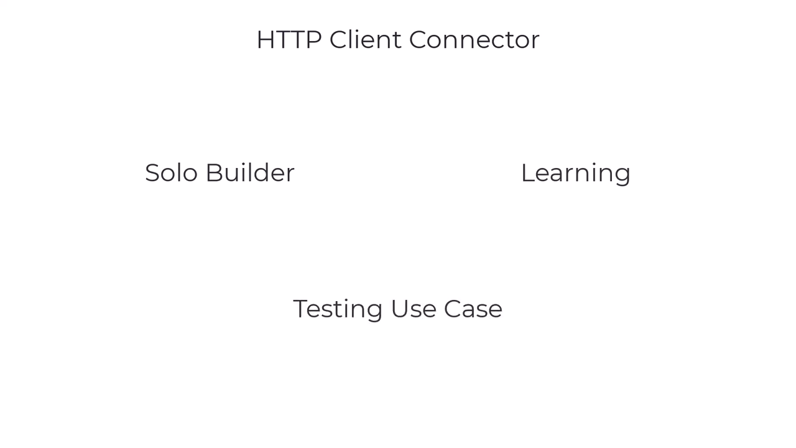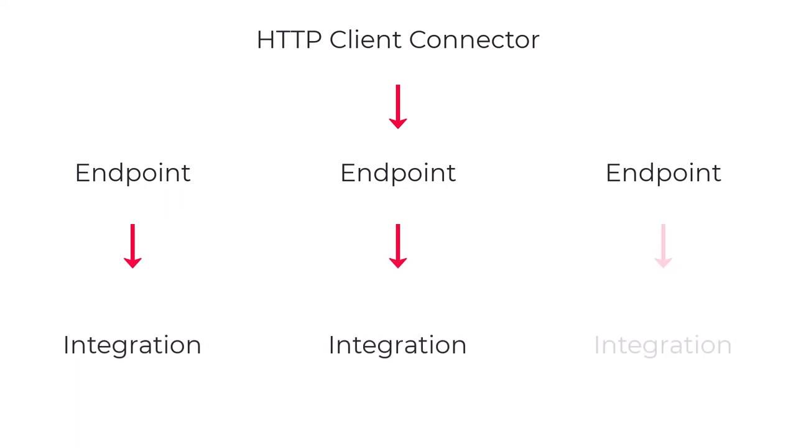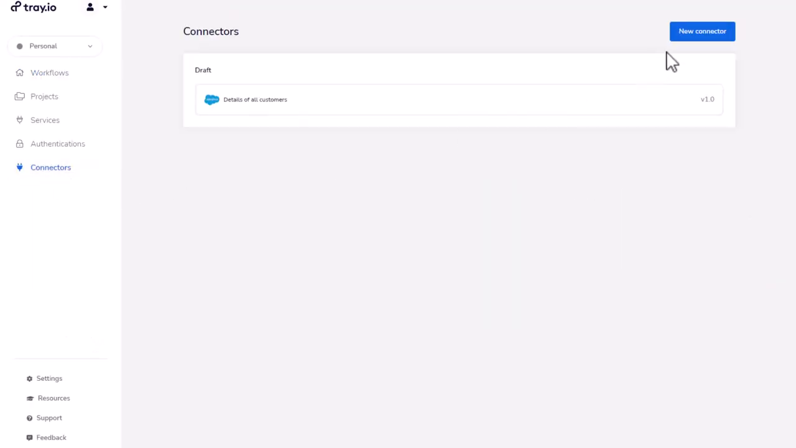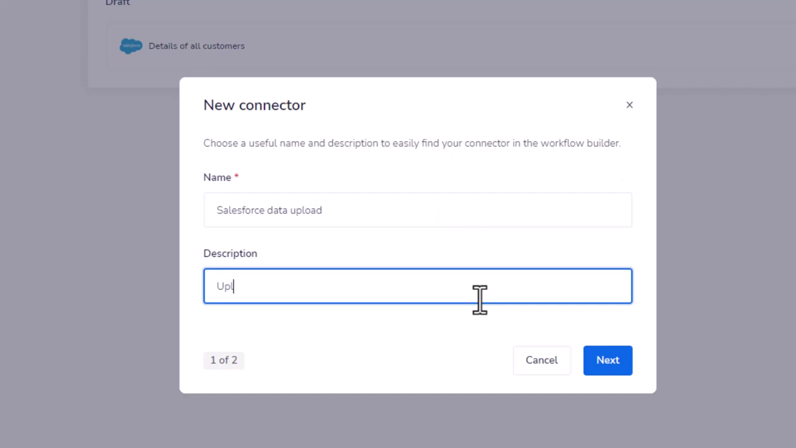However, you may find that you've used the HTTP client connector to build multiple endpoints and are reusing those endpoints across many integrations. If this is a common scenario and you would prefer a method that allows you to simplify the configuration process time and again, you may want to use the connector builder. With the connector builder, you have the power to build a connector as user-friendly as possible. It allows non-technical builders to configure the connector even if they are less familiar with configuring direct HTTP endpoints, because they'll interact with the connector as if it were a pre-built, out-of-the-box connector in the Tray connector library.